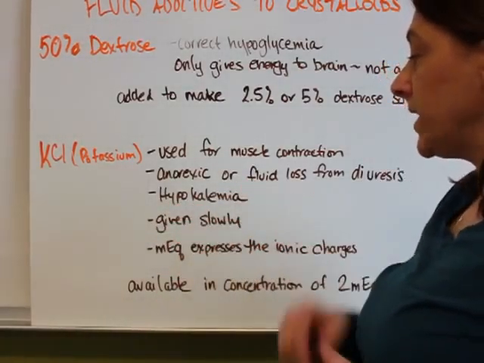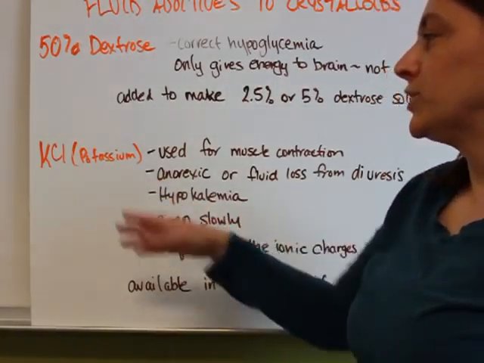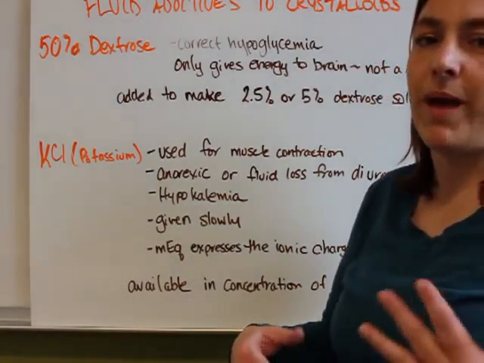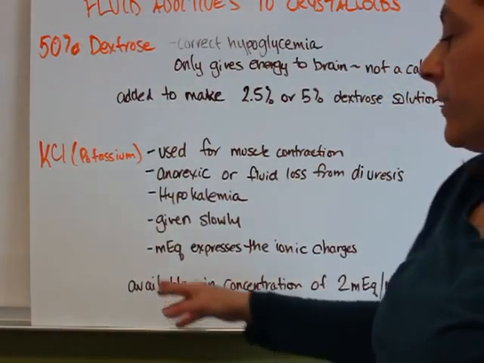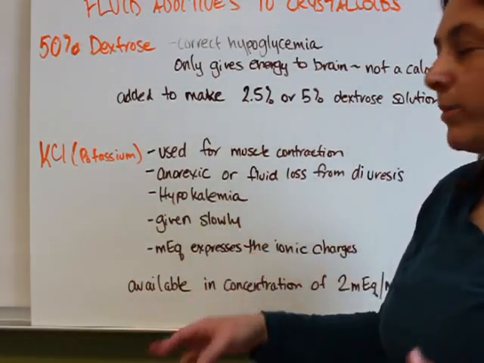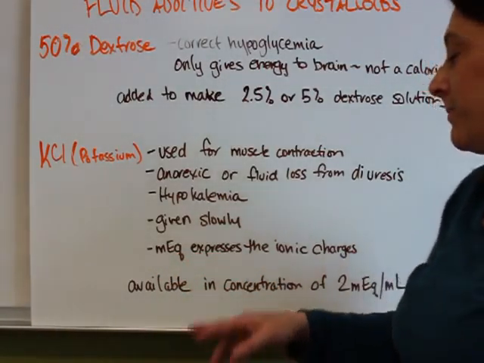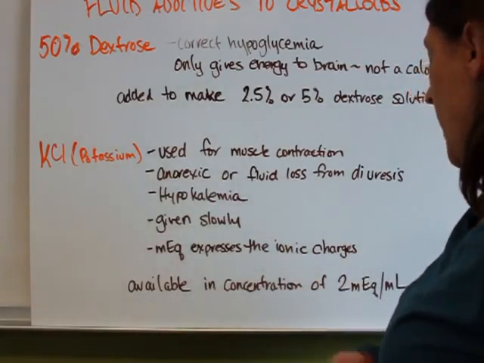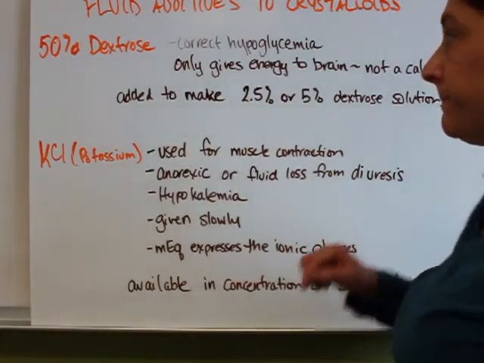This can happen from vomiting. You want to make sure that you're giving it slowly. So you usually do not just give potassium chloride by itself. You administer it into a bag of fluid, and then that's calculated out to how much you want to give. Potassium chloride is distributed in mEq, which is milliequivalents, and basically this expresses the ionic charges of the potassium. It's available in concentrations of 2 milliequivalents per mL.